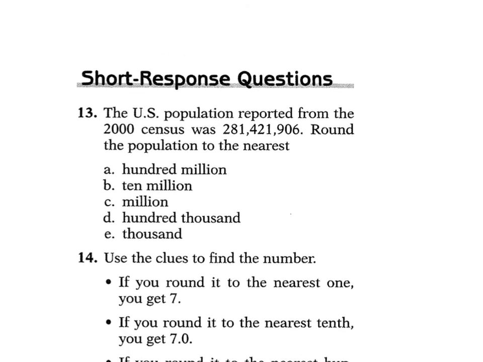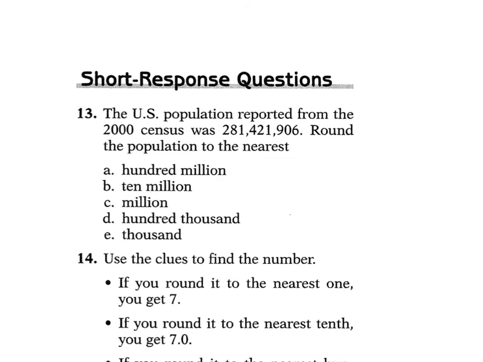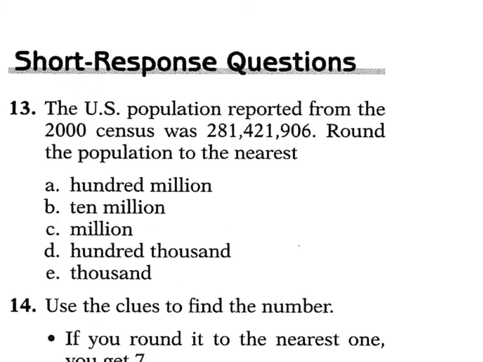All right, we have some more examples here. The U.S. population reported from the 2000 census was 281,421,906. We need to round the population to the nearest. We'll start by rounding it to the nearest 100 million. So for 100 million, we're looking at this 2. And to tell where we round it, we look at the number to the right of it. Since 8 is more than 5, we're going to round up. So this becomes 300 million.